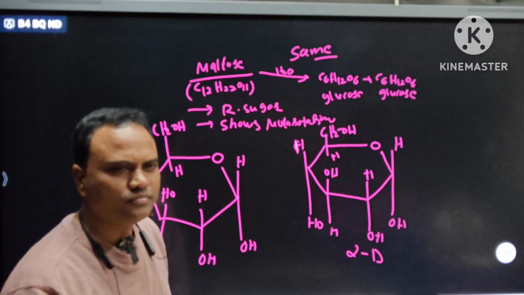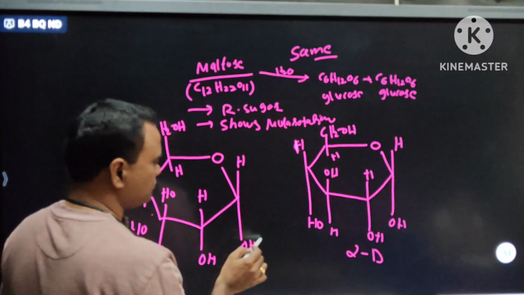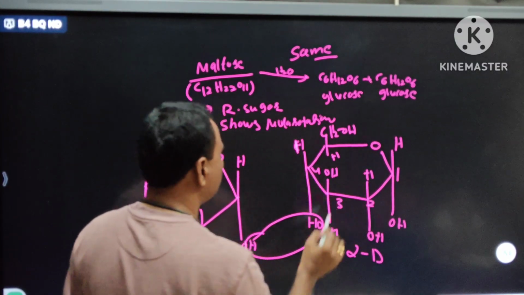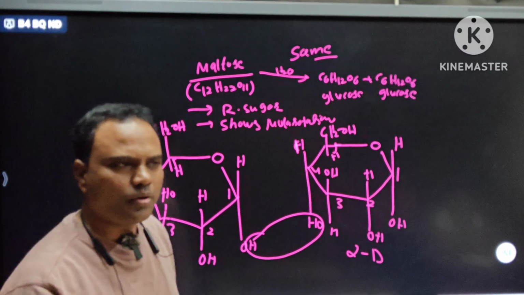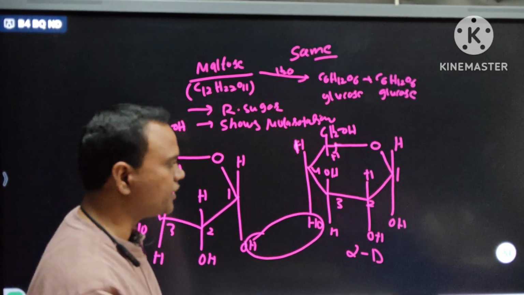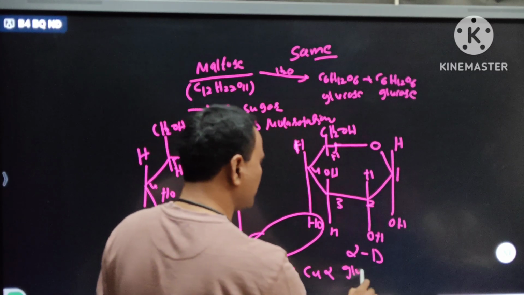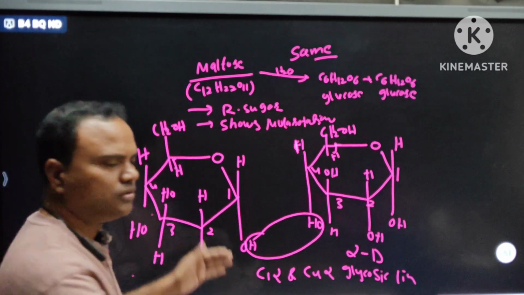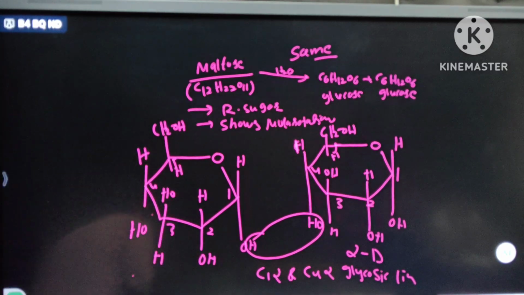remove water from them. Number them 1, 2, 3, 4, 5. Where is the link forming? C1 alpha, C4 alpha, alpha glycosidic link. Remove water and keep O in the middle. Okay. Online students, got it?